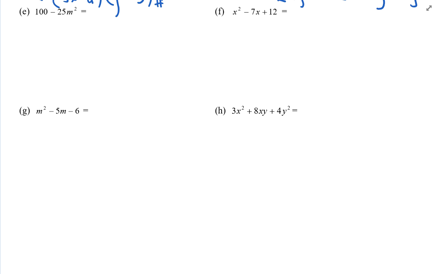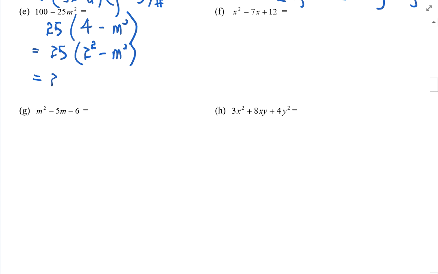Look at it yourself. Pause the video and try yourself before you come back and check. Alright? Any common term? I see a common number, that is 25. I'm going to write down 25. Is this good enough? No. Check inside the bracket. Number 4 can be written as 2 squared. So if you apply the identity, this can be written as (2 minus m)(2 plus m). There you go.